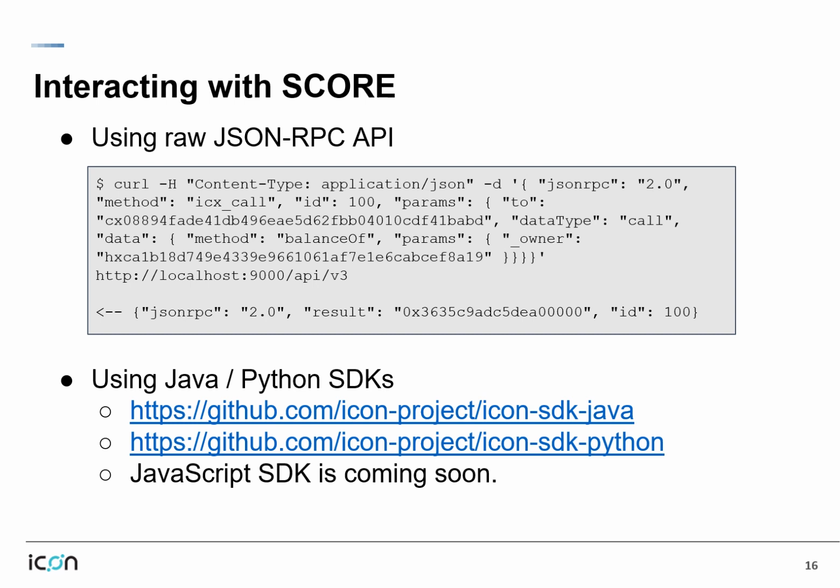How can we interact with the SCORE through the JSON-RPC API? The JSON-RPC API is using the HTTP transport layer, so we can just use curl to post HTTP data to the JSON-RPC server. This is the icx_call example to get the token balance using curl. But this approach is somewhat cumbersome, so we provide 2 official SDKs written in Java and Python. You can use these SDKs to interact with ICON nodes and SCOREs. For more information, visit these 2 links.